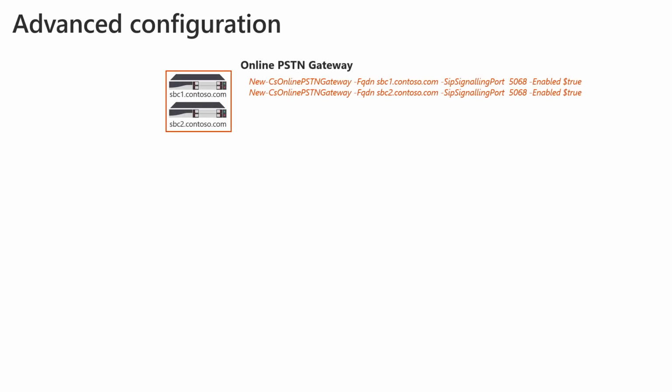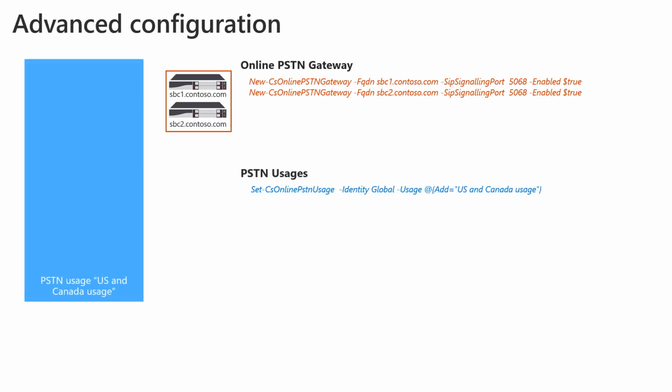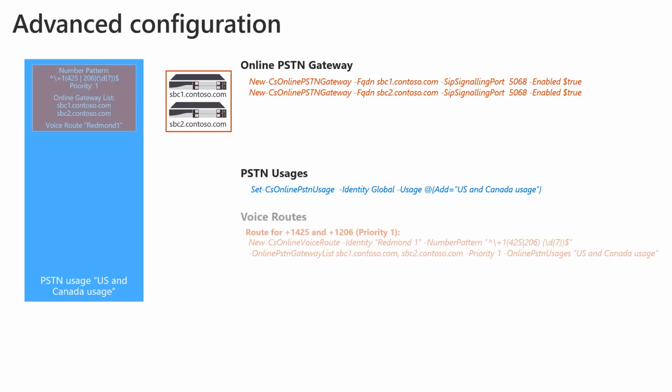Let's take a little bit more complex scenario. In this case, we are going to have 6 SBCs in 3 different locations. So let's start with the first 2. As in the previous example, we use new CS Online PSTN gateway and we register these 2 SBCs. We create our first PSTN usage. We call it US and Canada usage.